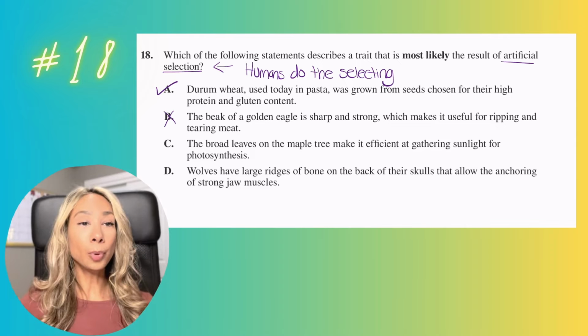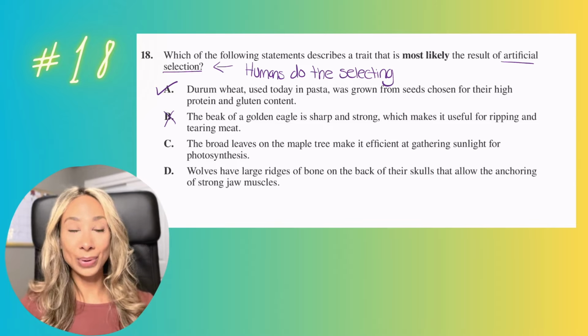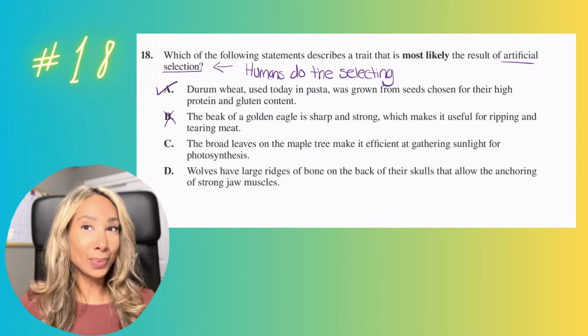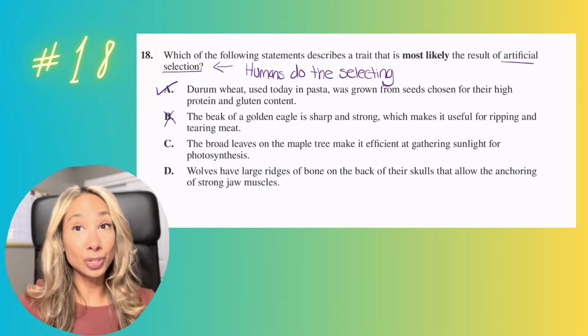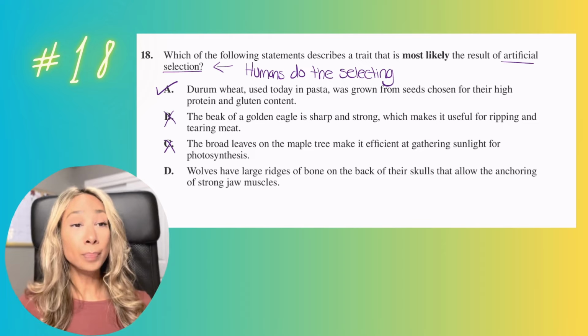Option C, the broad leaves on a maple tree make it efficient for gathering sunlight for photosynthesis. So again, really cool that it can photosynthesize, but we're not really the ones that are responsible for that. It's just naturally doing that. So that one's not gonna work in the context of this question.